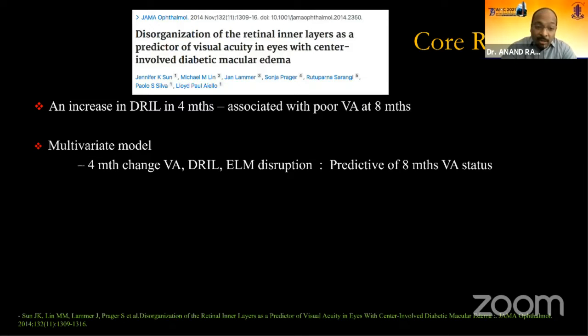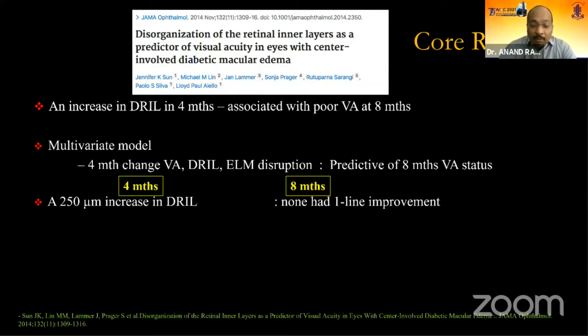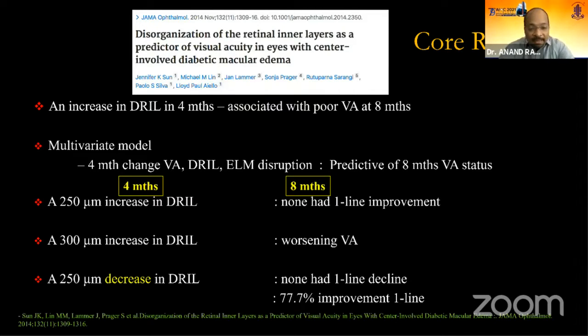And they went on impressively to quantify it. At 4 months, with a 250 micron increase in DRIL, none of these patients had a one-line improvement. When they bumped it up to 300 microns, a 300 micron increase in DRIL was associated with worsening in acuity in all patients. On the other hand, with a 250 micron decrease or improvement in DRIL, none of them had a one-line decline, and 77% had improvement of one line.